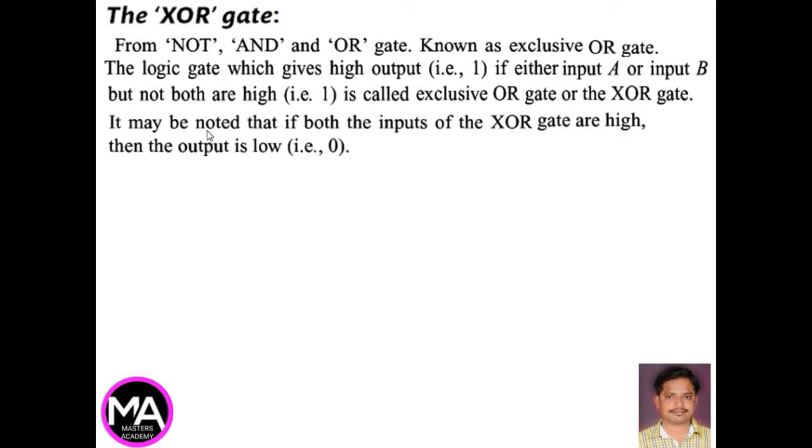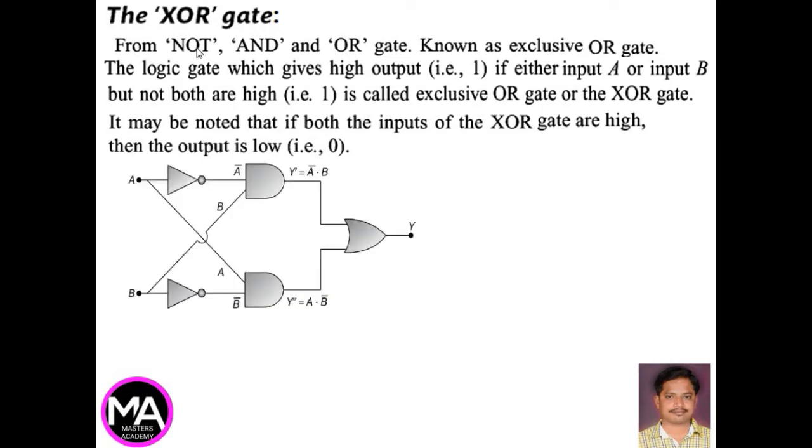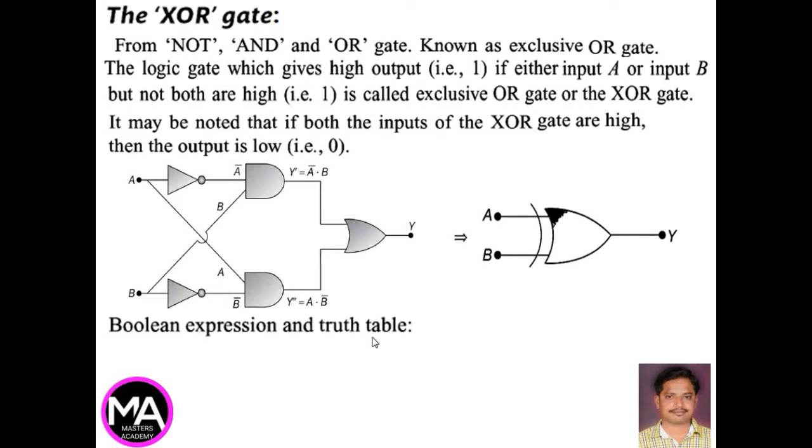It may be noted that if both the inputs of the XOR gate are high, then the output will be low. Now, the XOR gate is constructed by using NOT gate, AND gate and OR gate, and it is represented symbolically like this. Now, the Boolean expression A XOR B, we know that by using De Morgan's theorem for logic gates, A XOR B is nothing but A complement into B plus A into B complement.